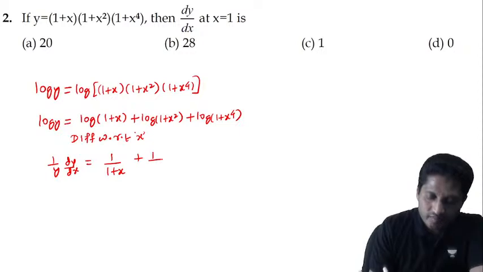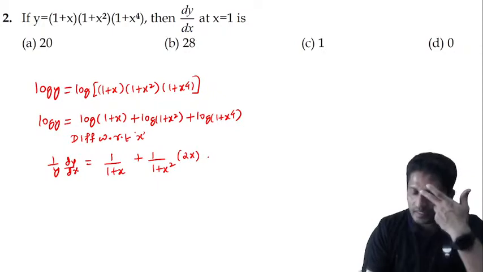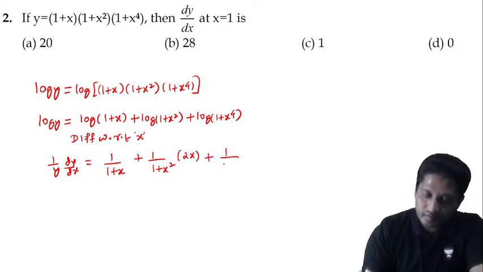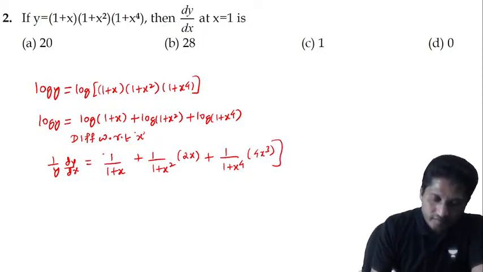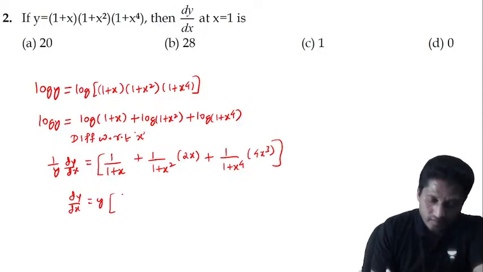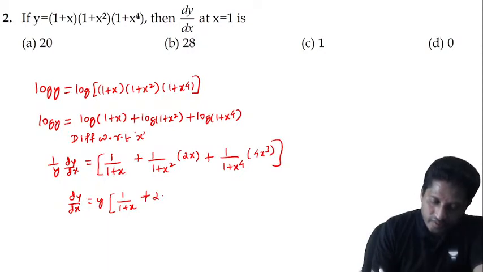Okay, and then 1 divided by 1 plus x square, and differentiation of x square is 2x, and then you get 1 divided by 1 plus x power 4. Differentiation of x power 4 is 4x cube. Right, if I cross multiply, dy by dx is equal to y into a bracket, 1 divided by 1 plus x plus 2x divided by 1 plus x square plus 4x cube divided by 1 plus x power 4.